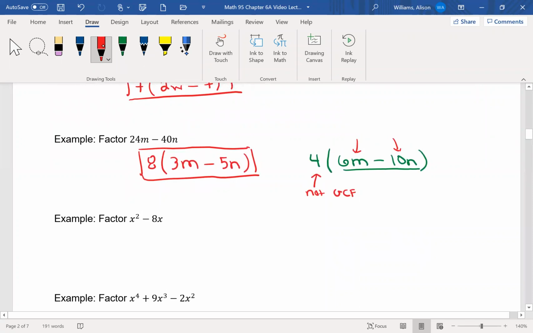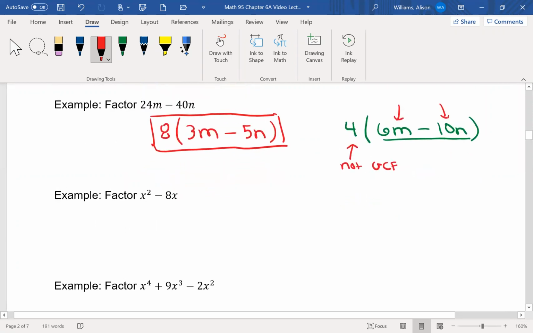Okay, now let's consider this next one. This is being a little bit trickier. Let me zoom in a little bit more here. For this one, there are no numbers in common, but both terms have x's. So I can factor an x out. Now, when we're factoring variables, we are looking to take out as many variables as we possibly can. This first term has x squared, which means it technically has 2 x's. It has x times x. But the second term, 8x, only has 1 x, which means the most I can pull out is a single x from both terms. So let's do that.